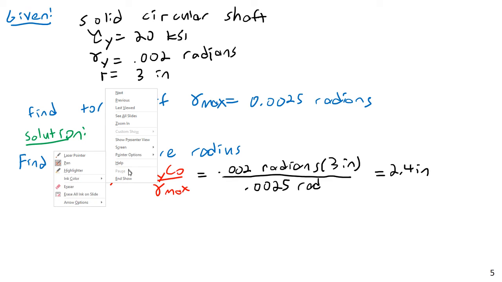So let me find the elastic polar moment of inertia, J_E. So let me label this section of the notes.